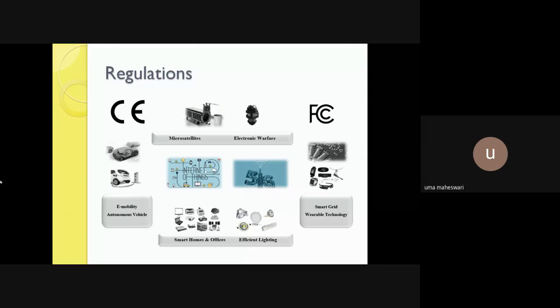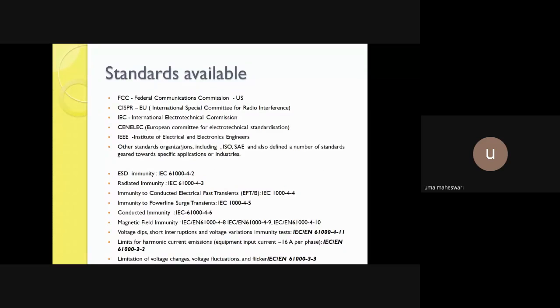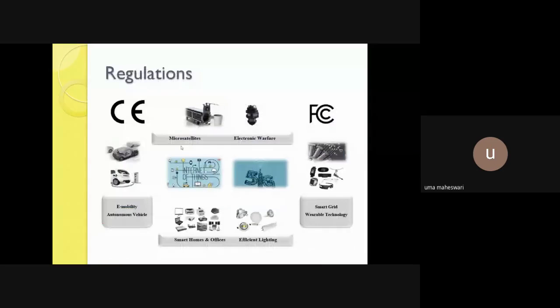We have high-speed products like e-mobility, automobile vehicles, smart grid, wearable technology, smart homes and offices, and efficient lighting. These are all very sensitive products in the market, so they have to undergo regulations. Regulations, such as CE or FCC, do not have a standard of their own. We have to test the product with the applicable standards, CISPR or whatever it may be. These standards have to be applied and the equipment tested initially.